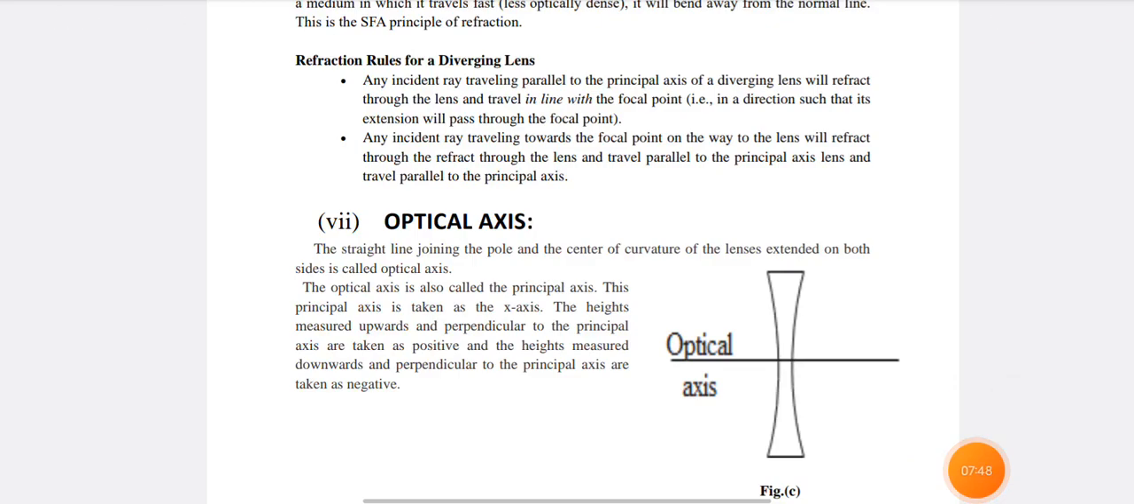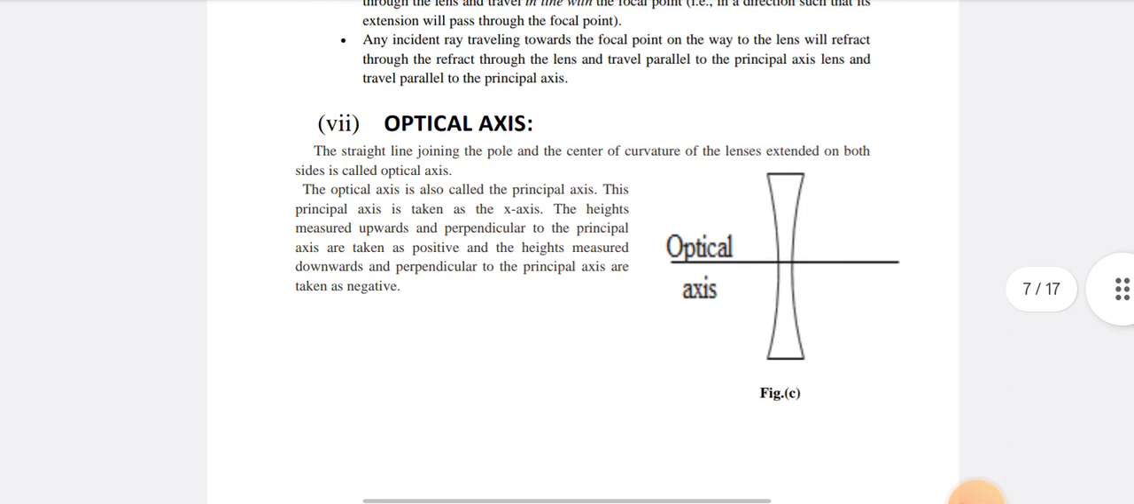Optical axis: the straight line joining the pole and the center of curvature of the lens, extended on both sides, is called the optical axis. The optical axis is also called the principal axis. This principal axis is taken as the x-axis. Heights measured upward and perpendicular to the principal axis are taken as positive, and heights measured downward and perpendicular to the principal axis are taken as negative.